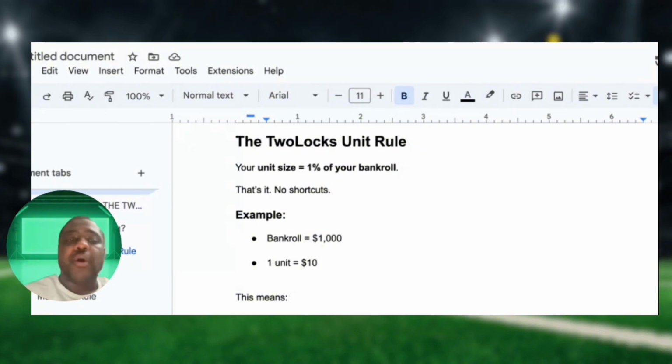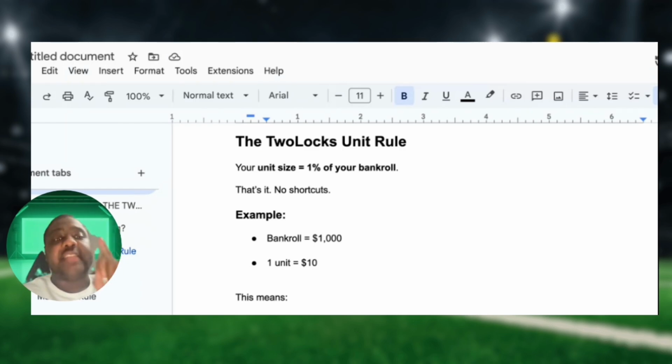We don't want to blow through our bankroll. And let me just clarify this. A bankroll is just the total amount you have set aside to bet. So let's look at our example here. What I recommend most people to come into sports betting with is $500. I think $500 is a good amount to start betting with. But for this example, we're going to use $1,000. 1% of $1,000 is $10. So 1 unit will be $10.